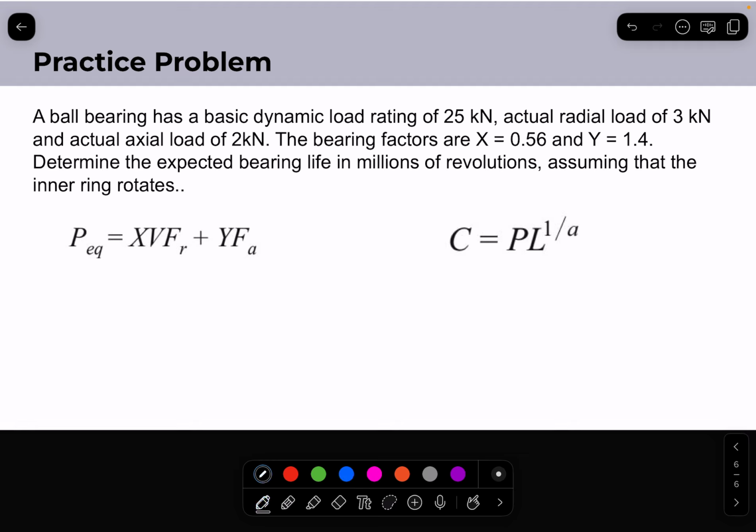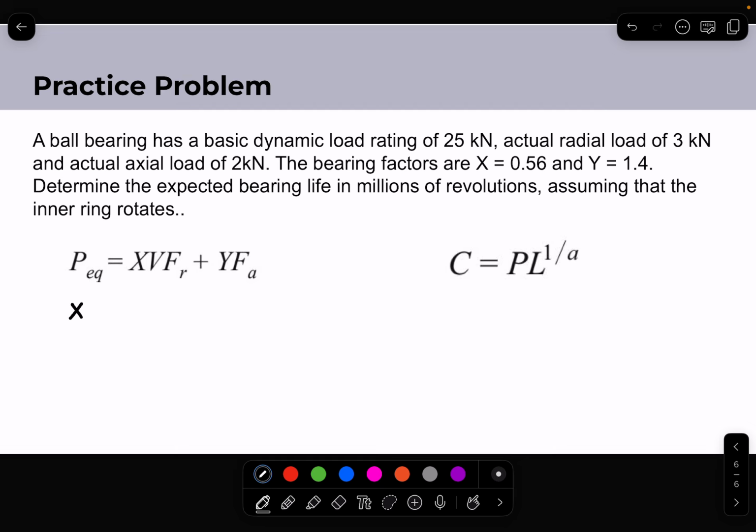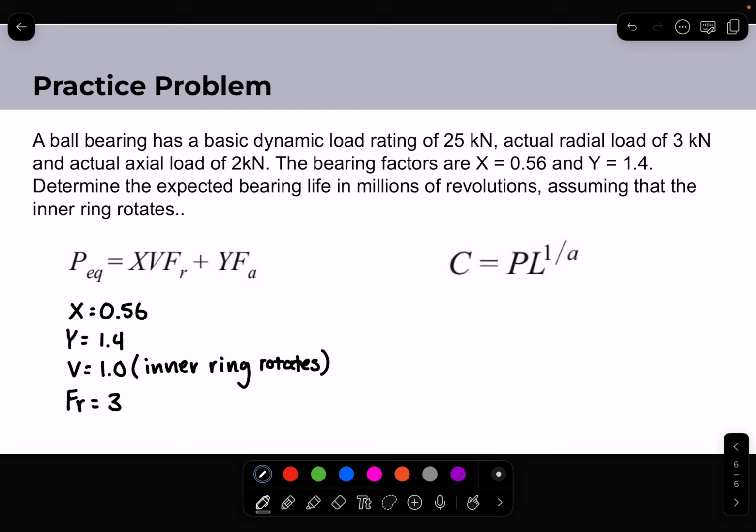So the first step of this problem is to find the equivalent radial load using the equation on the left. We're provided X, which is equal to 0.56, Y, which is equal to 1.4, V, which is equal to 1.0 because the inner ring rotates, Fr is the force in the radial direction, which is 3 kilonewtons, and Fa is the force in the axial direction, which is 2 kilonewtons.